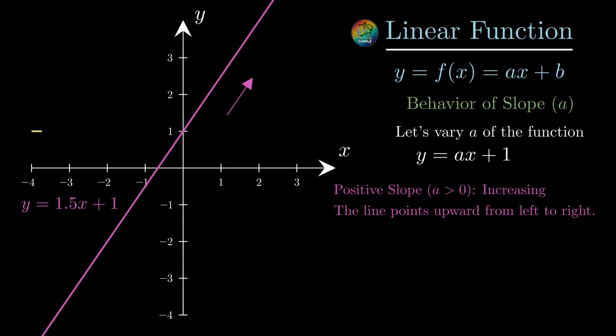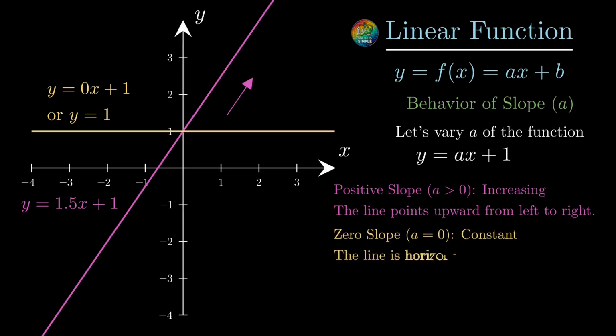Next, what if we completely flatten the slope? Look at the yellow horizontal line where a equals 0, giving us the formula y equals 0x plus 1, or simply y equals 1. With a 0 slope, the function is constant. It neither rises nor falls.